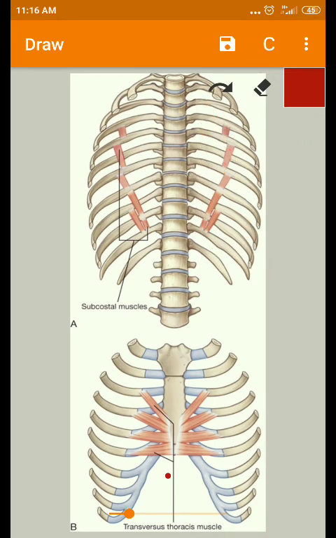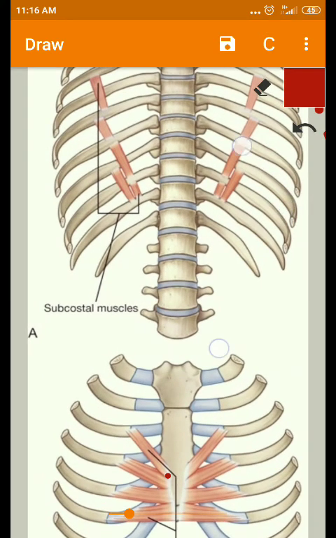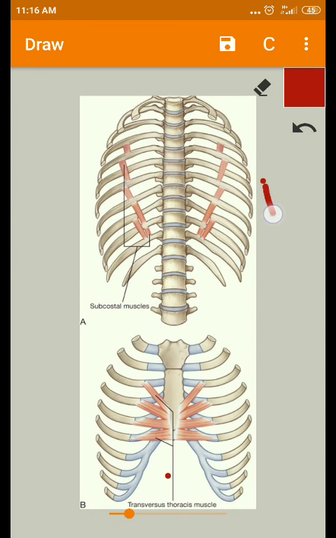After that pleura comes this subcostalis muscle, and on this side it has the intercostal nerve and vessels. So the subcostalis muscle is present in between these nerves and vessels and the pleura. Okay, so now we will see the attachments.